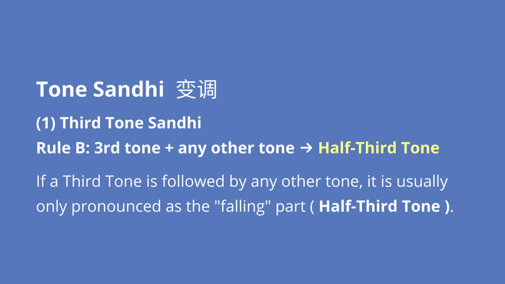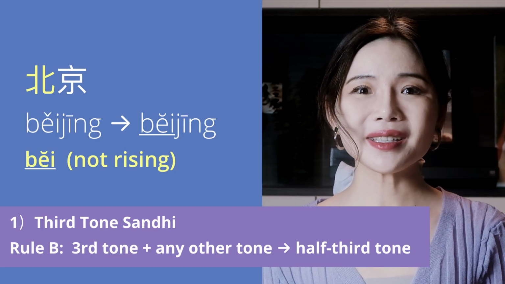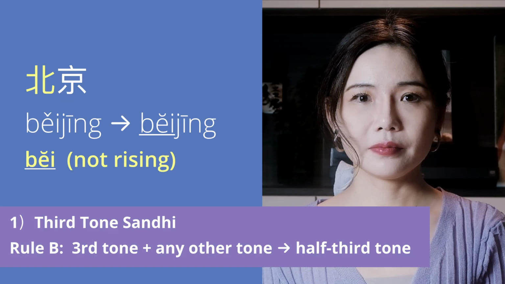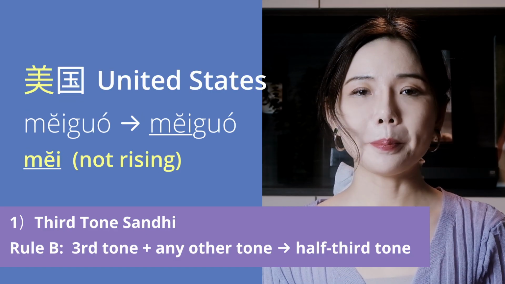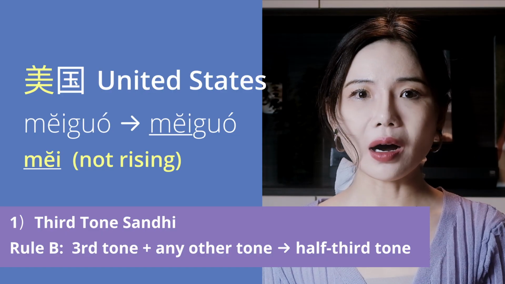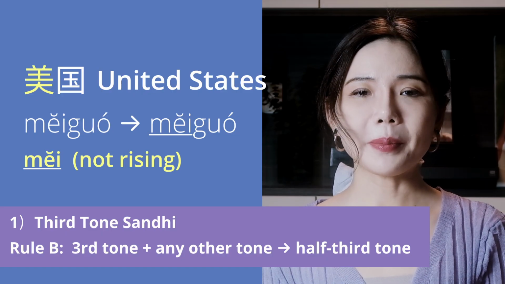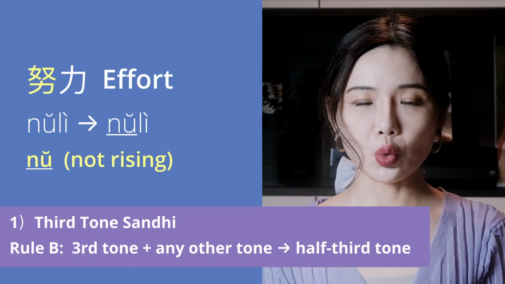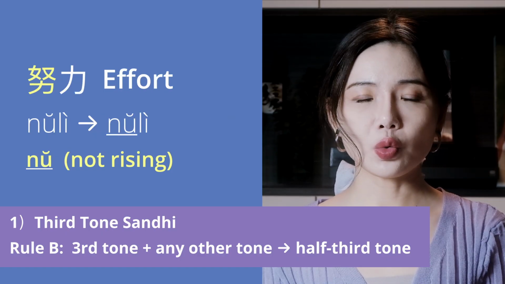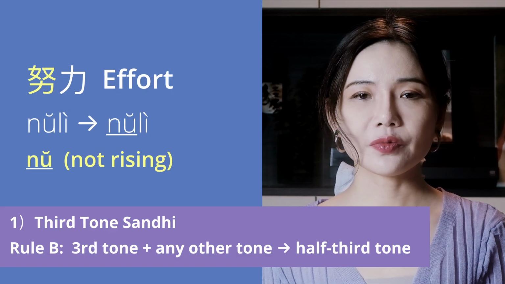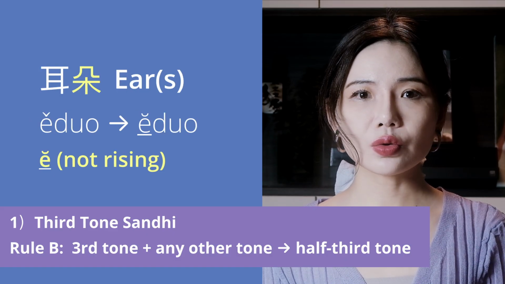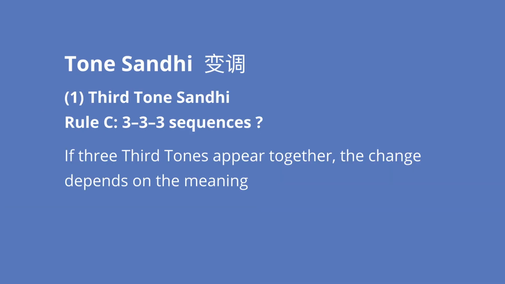usually only pronounced as the falling part and doesn't rise anymore. For example, 北京，美国，努力，耳朵. But what happens if there are 3, not 2 third tones?